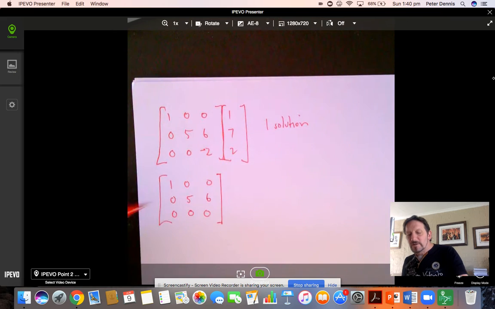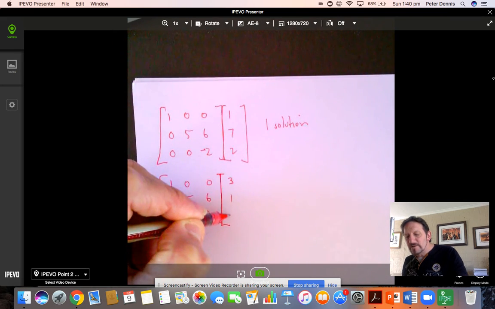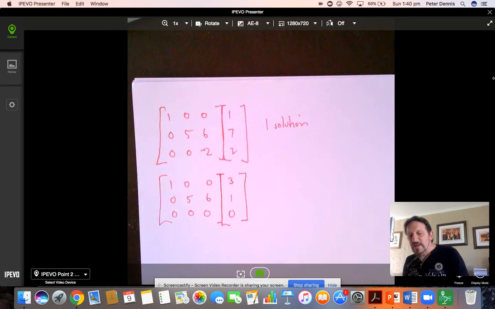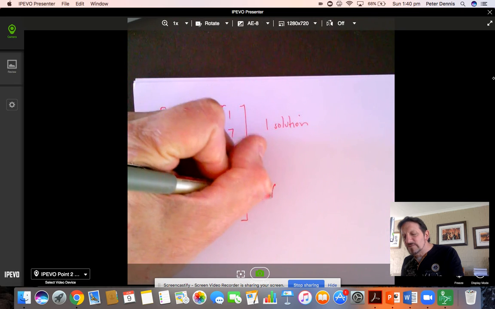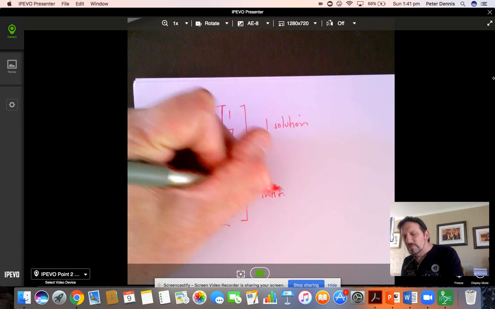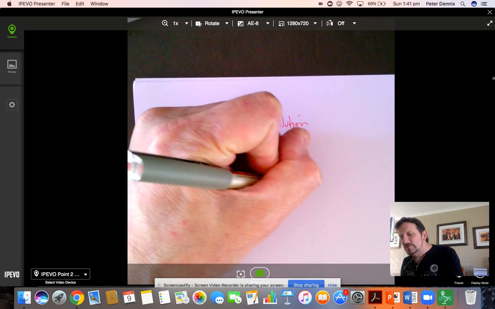Two things can happen in this case. If this is 3, 1, 0, that's fine, because this line still makes sense. But what we have is 2 equations and 3 unknowns. So what we've got in that situation is an infinite amount of solutions. Infinite, it's nice if you spell it right. Infinite solutions.